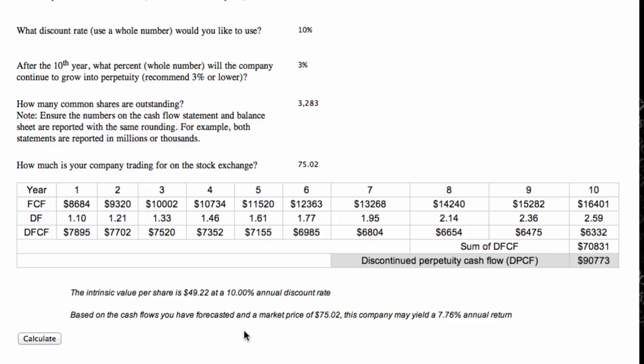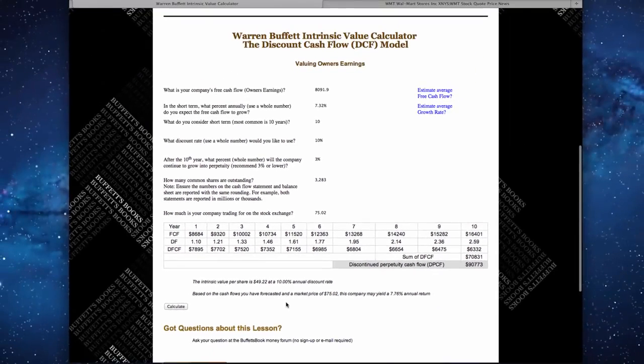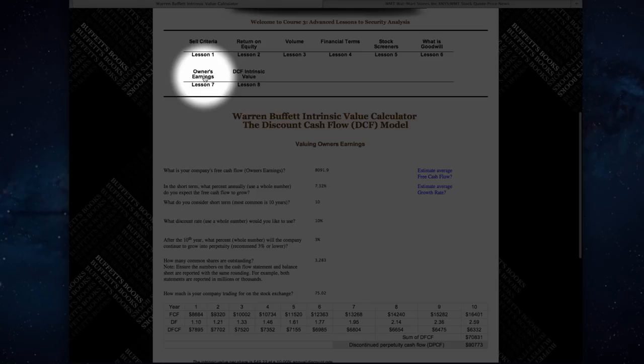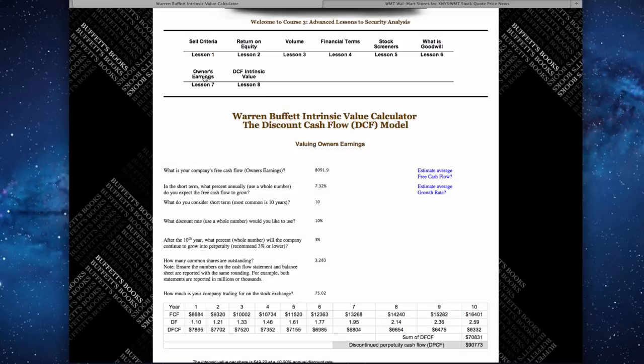So there you have it. That's the discounted cash flow model for determining the intrinsic value like Warren Buffett would do, using the owner's earnings that you're calculating off of the cash flow statement. If for whatever reason you don't really understand what the free cash flow is, or we call it owner's earnings, you definitely want to go back and watch the previous video, which is owner's earnings lesson 7, and that goes into detail describing how the owner's earnings is calculated and what that number really represents to you.